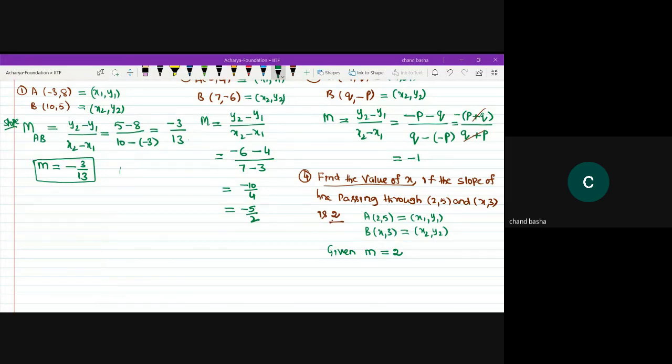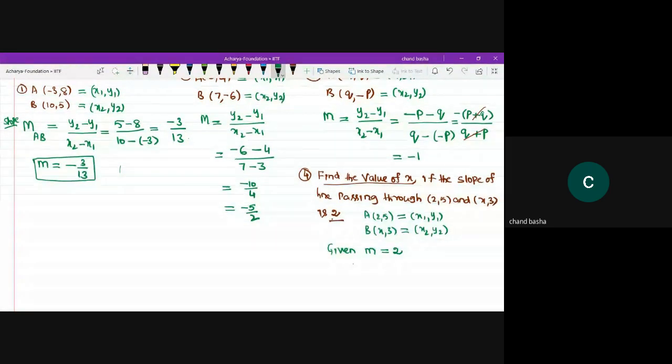You people have given your answer is 1. Yes, well done. Just make use of the same formula. M means we can take it as Y2 minus Y1 divided by X2 minus X1 is equal to how much he has given.